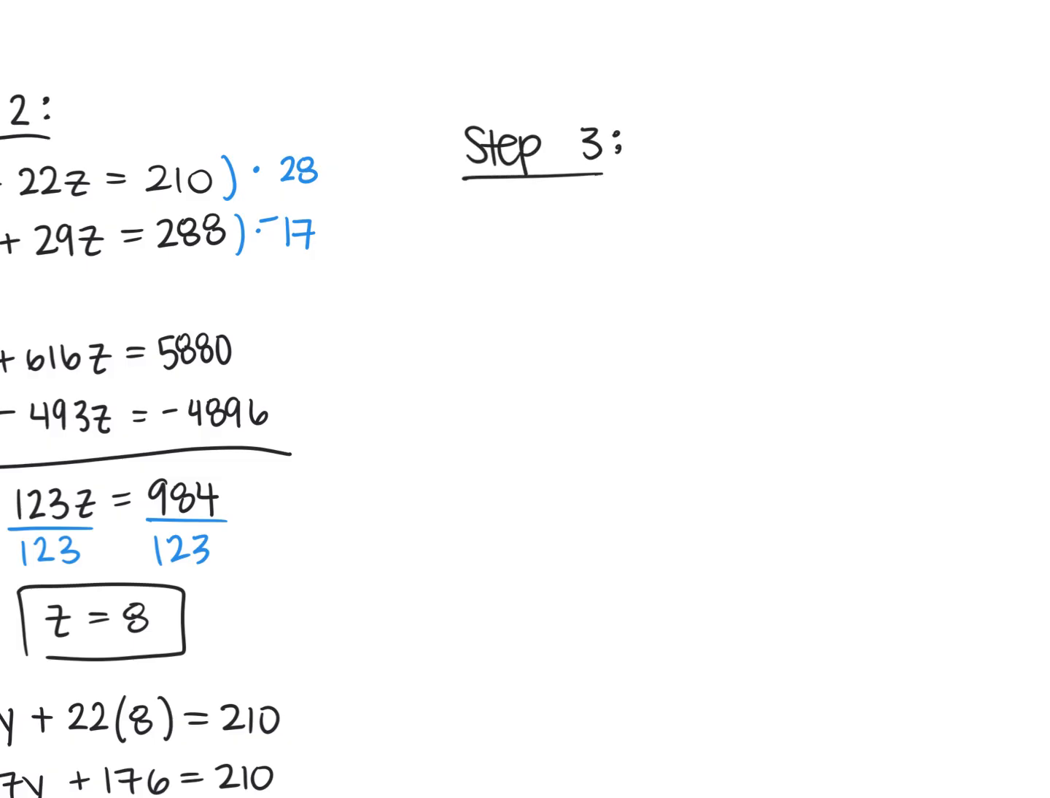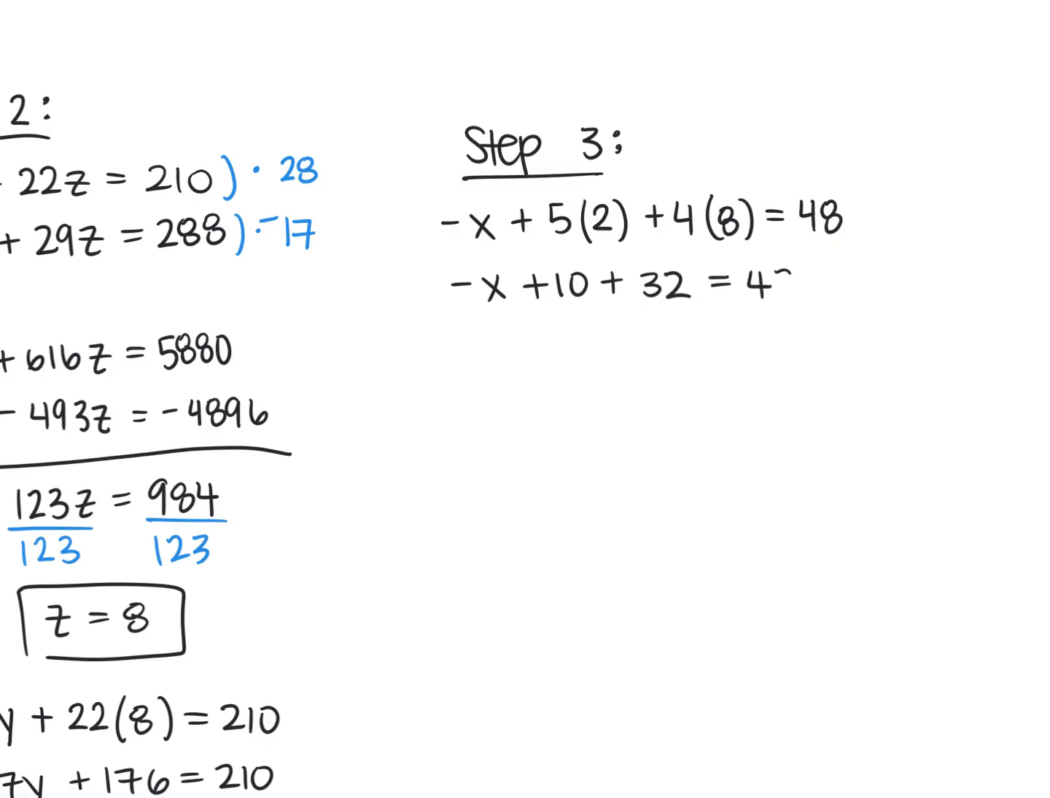Now I need to choose which of my original 3 equations I want to plug y and z into in order to solve for x. And even though the second equation has a 1 in front of x, it's a negative 1, which I typically like to avoid, but just so that you can see an example of it, I am going to do it here. So negative x plus 5 times 2 plus 4 times 8 equals 48. So negative x plus 10 plus 32 equals 48.